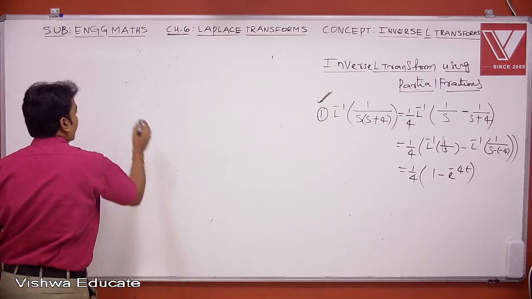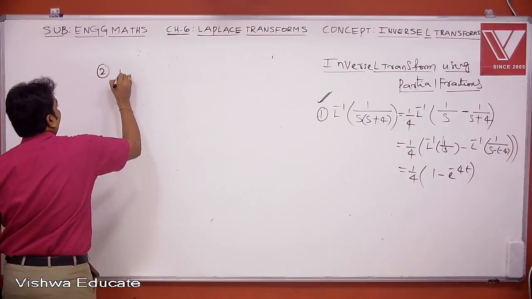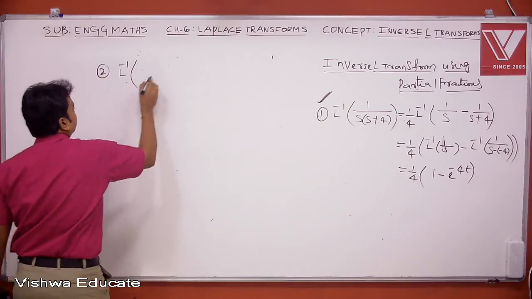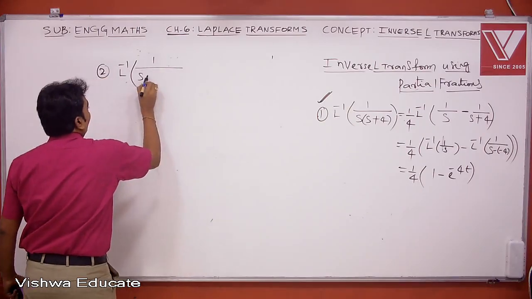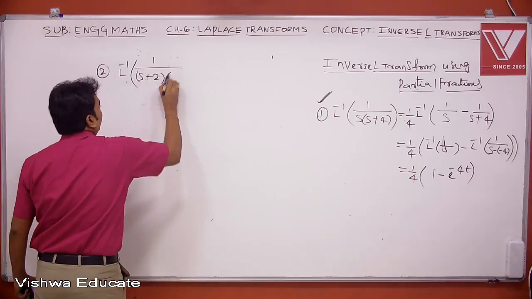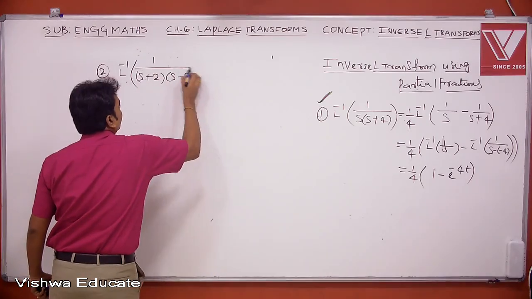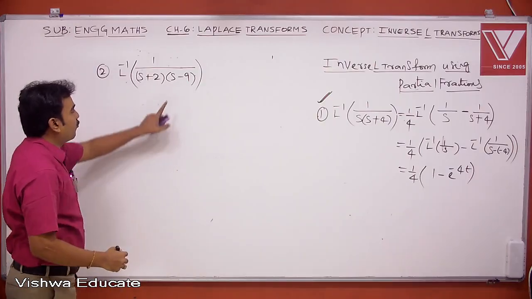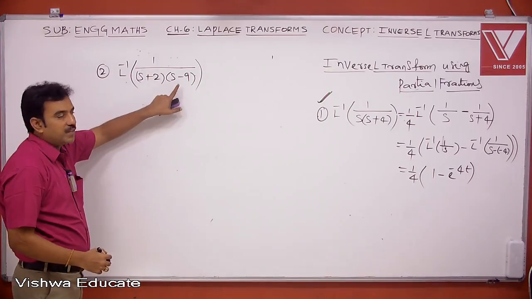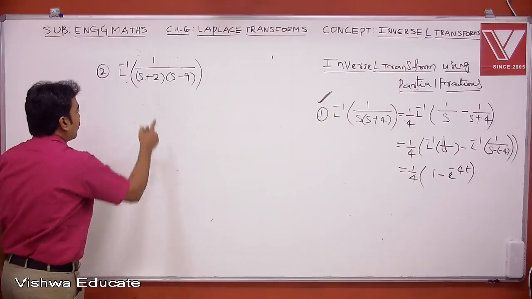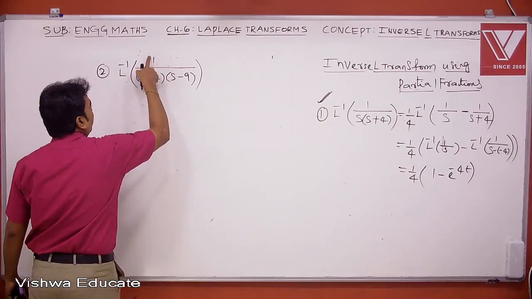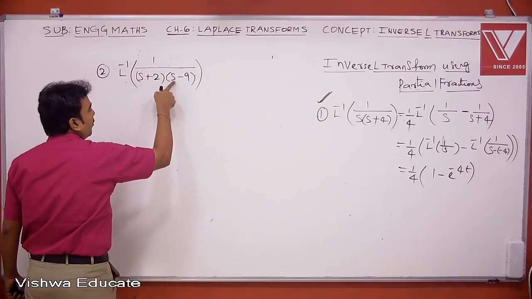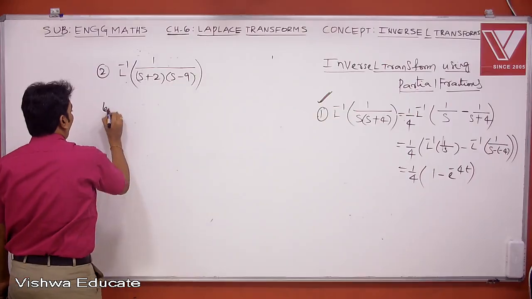Now let us go to example 2. Let us find L inverse of 1 by s plus 2 into s minus 9. So I need to find the inverse Laplace of this. Let us go for partial fractions. Here the power of s in the numerator is 0, and in the denominator it is s square. So we can take it like this.